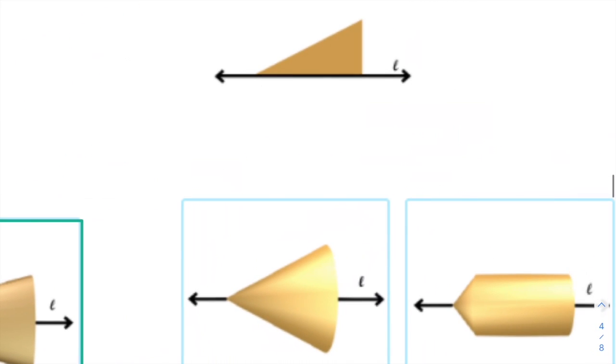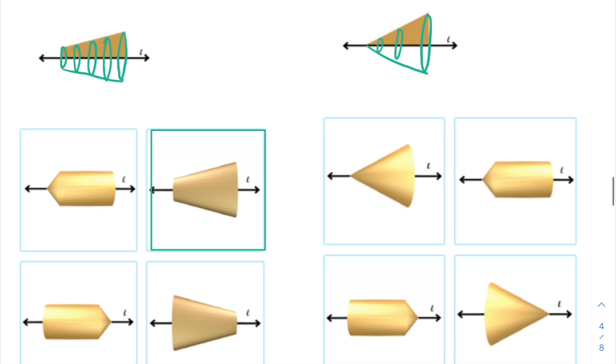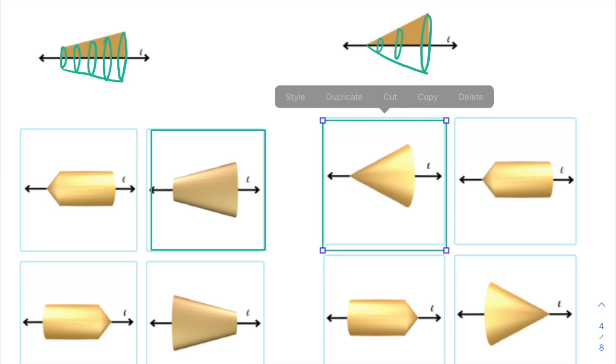Now this one again, the same thing's going to happen. This is going to spin very far. This not so far. This not far. And you're going to have that type of idea occurring, and that's going to be a cone. All right. There we go.